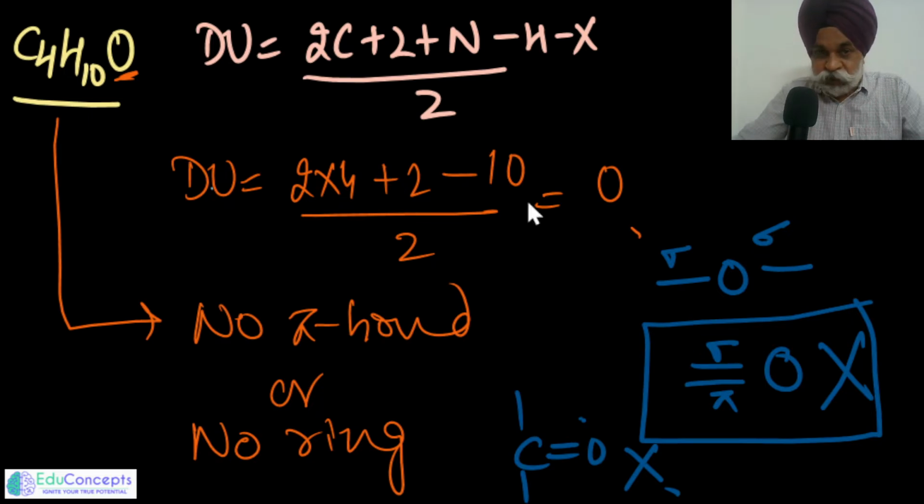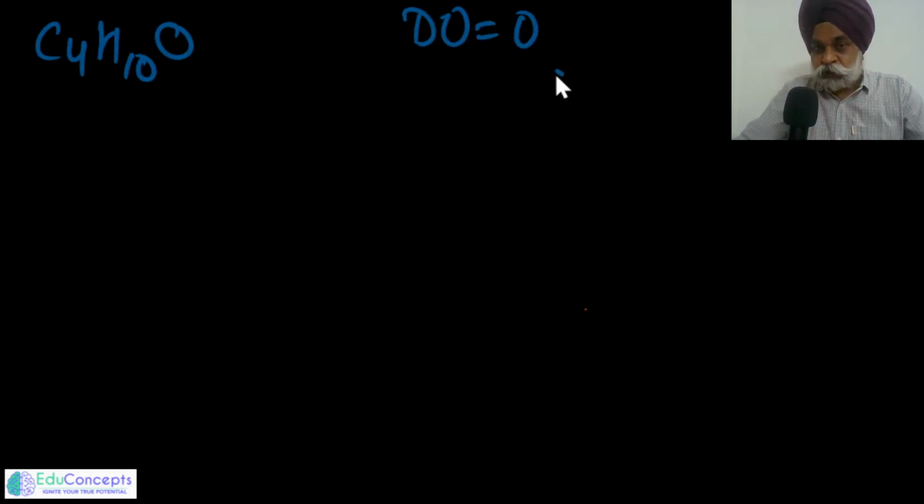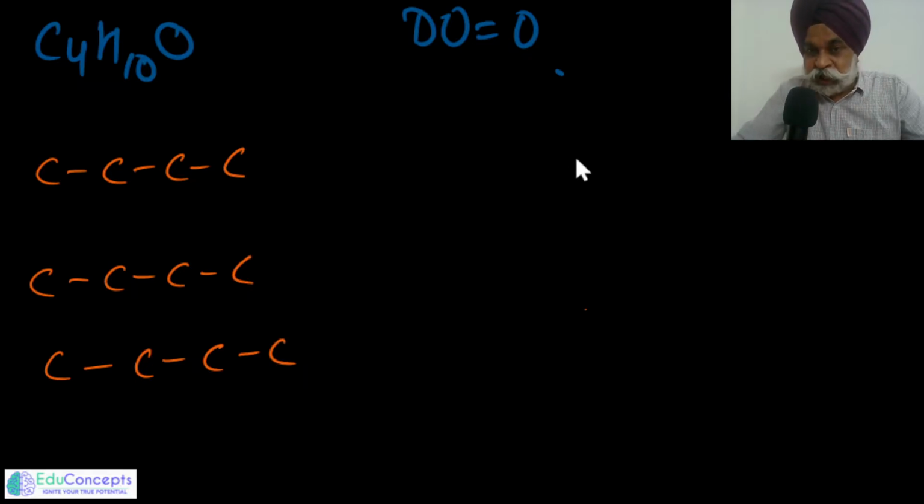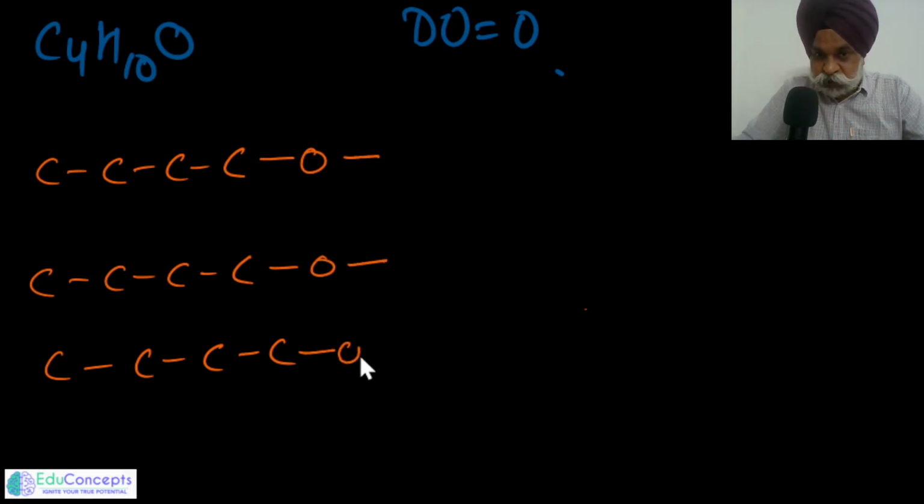So now we have to dig deeper into how I can generate different structural isomers of C4H10O. This is the beauty of degree of unsaturation. Once you get a degree of unsaturation of 0, you can simply do it like this. These are the 4 carbon atoms, and you also have to join the oxygen, so I can join oxygen with single bonds like this. You have to do a lot of practice, and with practice it will come.